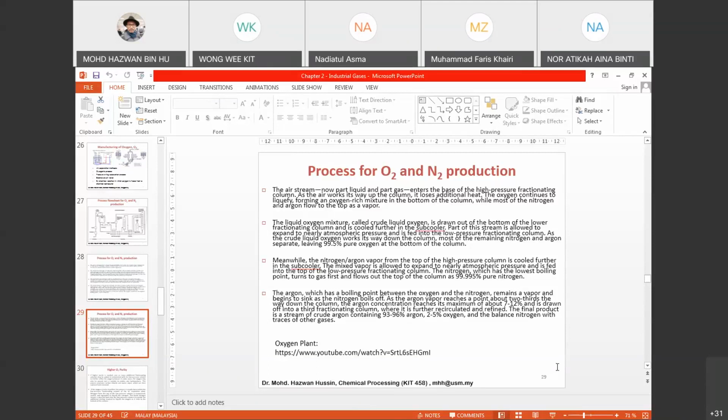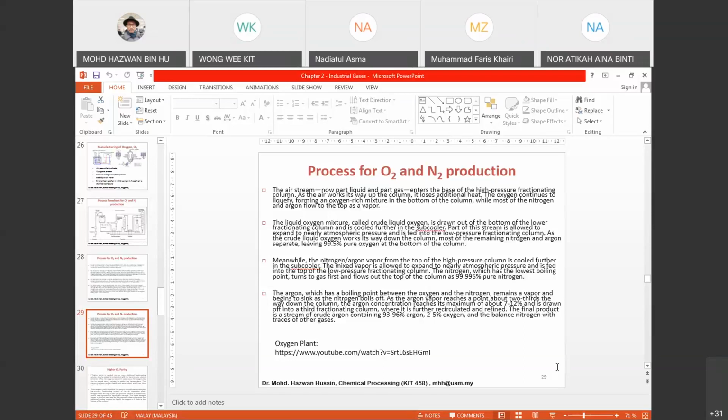The liquid oxygen mixture, which is normally called crude liquid oxygen, is drawn from the bottom of the lower fractionation column and further cooled in the subcooler. Part of this stream is allowed to expand to nearly atmospheric pressure and is fed into the low pressure fractionation column. At this point, you will see that it gives high purity oxygen, around 99.5%. Meanwhile, the nitrogen and argon vapor from the top of the high pressure column is cooled further in the subcooler, and this also gives a purity of as much as 99.995% nitrogen.